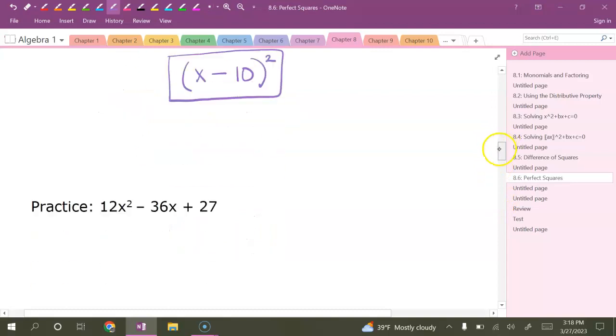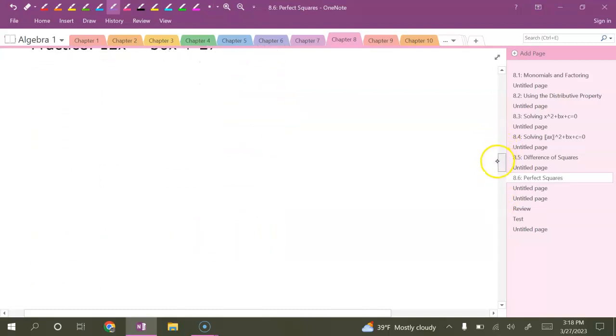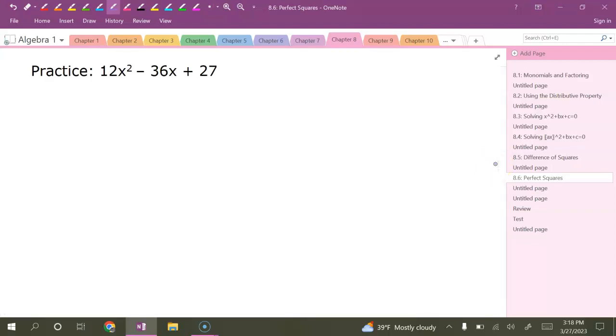On the next page here, there are 2 practice problems, this one and this one. I want you to go ahead and pause your video, try to do those 2 practice problems, and then go ahead and come back and watch and see if you got the right answer.